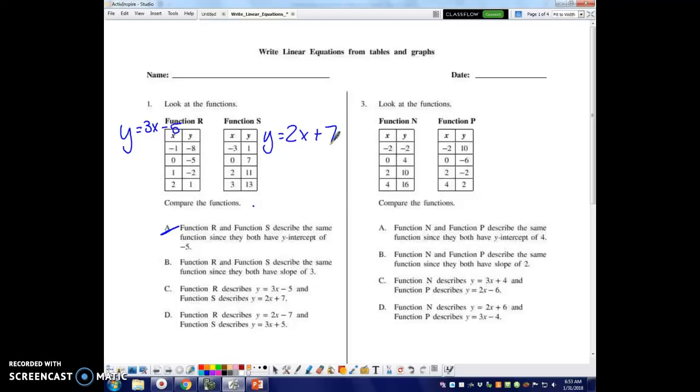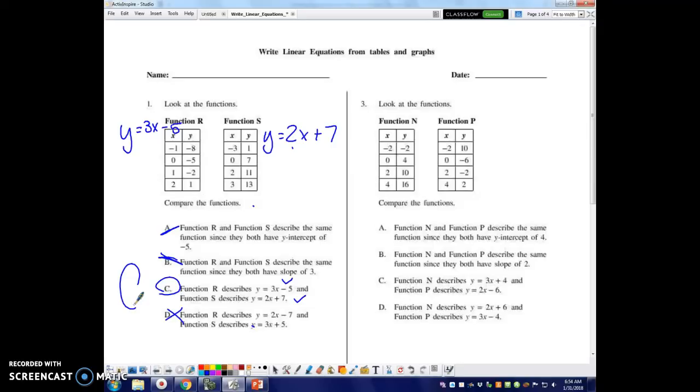Okay, which one says that? Describe the same since they both have the slope of 3. Well, no, this one has a slope of 2. So, no, that's not it. Function r describes 3x minus 5, yes. And function s describes 2x plus 7, true. And this one, they mixed it up. So, the answer is C. Okay? So, that's how you would do a problem like that.